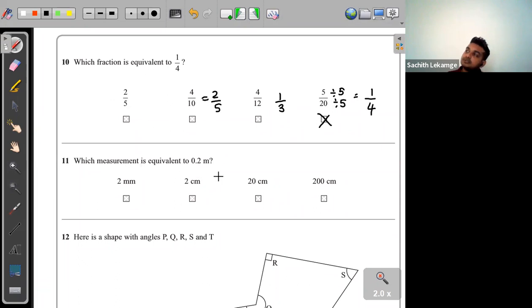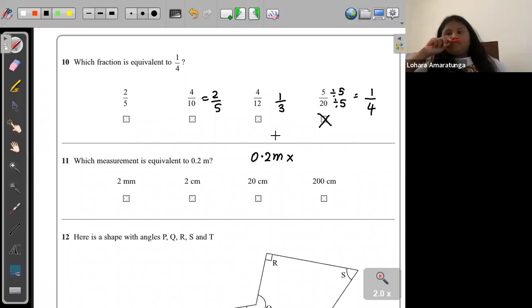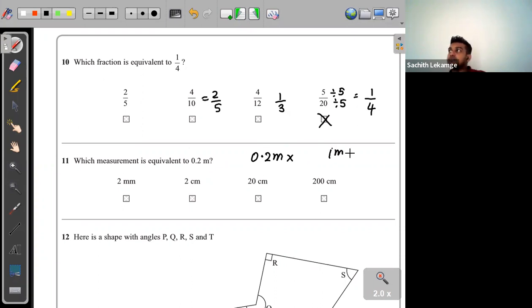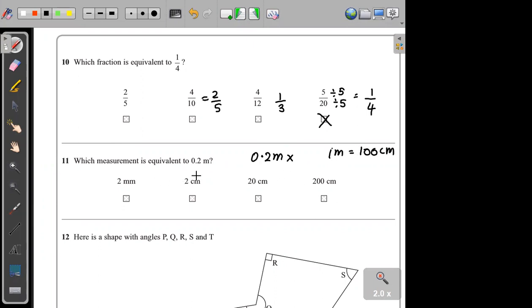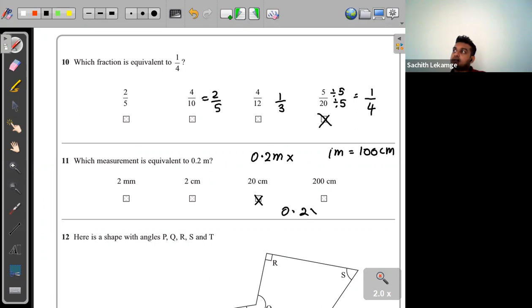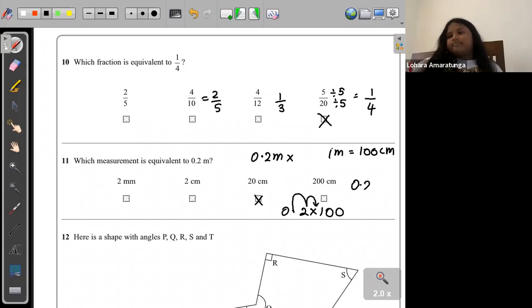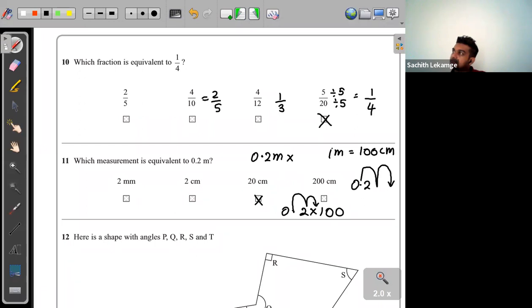Which measurement is equivalent to 0.2 meters? How can we convert meter into centimeter? So 1 meter equals 100 centimeters. Very good. 1 meter is equal to 100 centimeters. So 0.2 into 100, which means we need to move the decimal point twice to the right side, which is 20. Is that clear to all of you? Yes, sir. See, 100 means bring it over here. Then you are getting it. Okay.